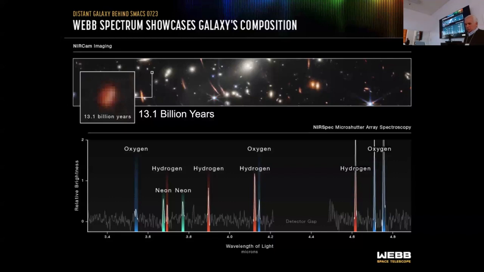And I just want to mention something about the cosmology. If you look at 13.1 billion years ago, a Webb spectrum, you notice that we already have oxygen and hydrogen, and we also have neon. So even at this very early time, these reactions have already taken place in stars. And that has been something of a surprise to us. The Webb is pushing this way back.